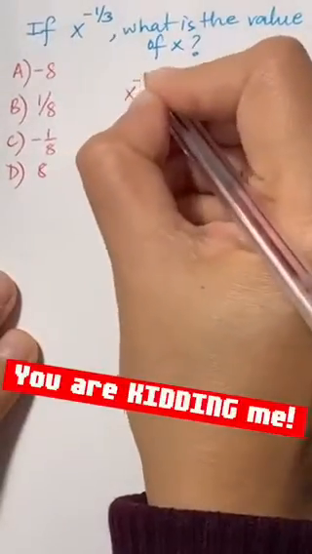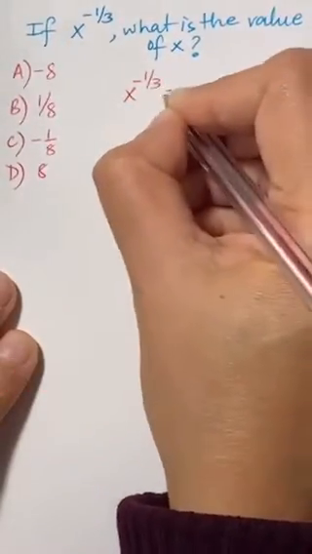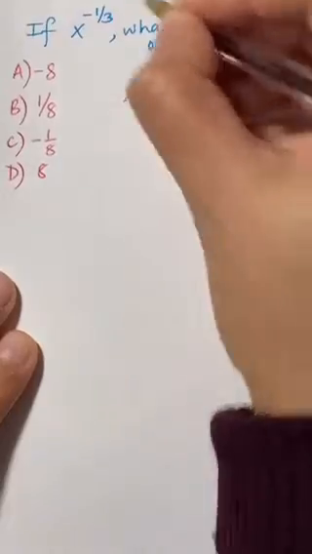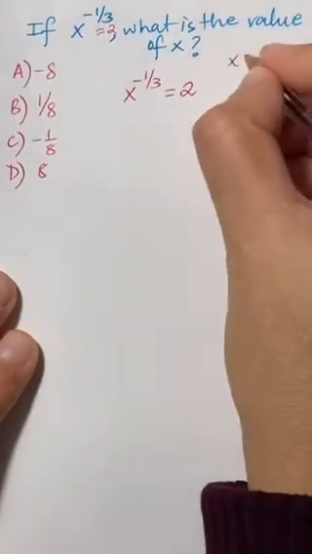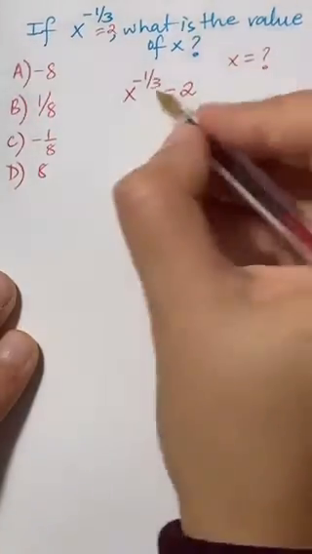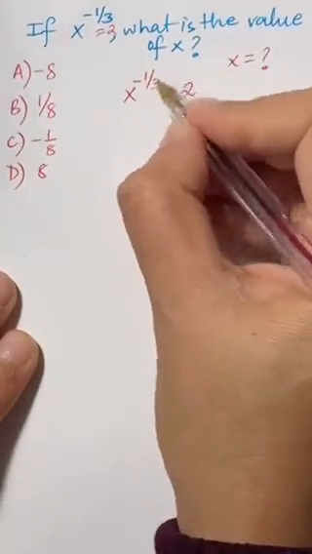Right, if x to the negative 1/3 equals 2, that's what they said in the problem, what is the value of x? So I'm looking for what x equals. All right, that means over here, I need to get rid of this negative 1/3.